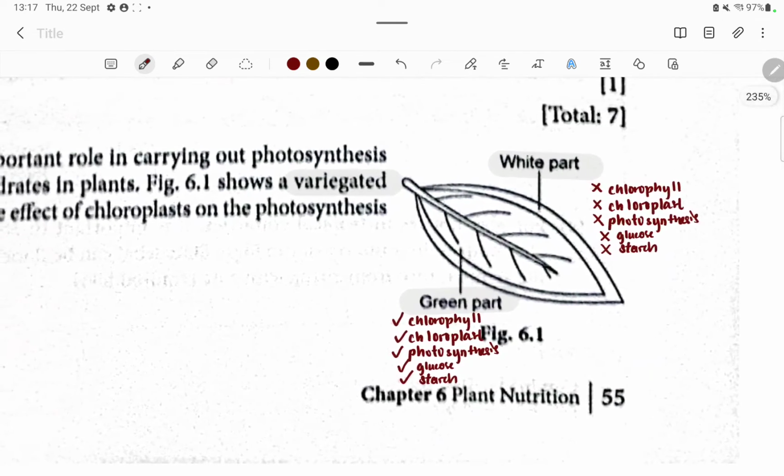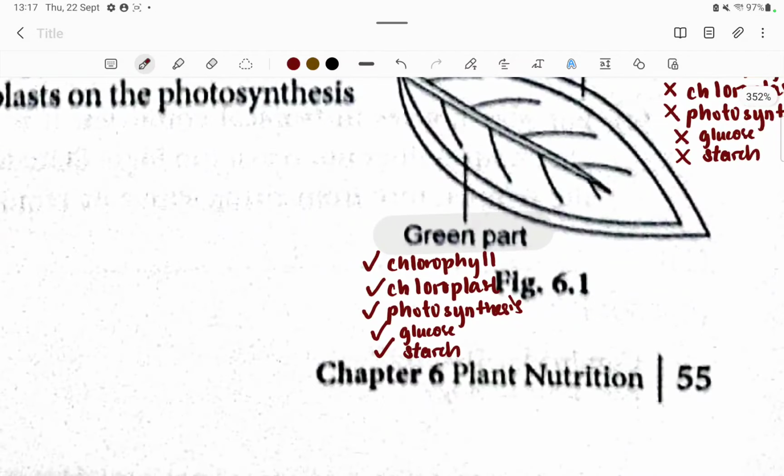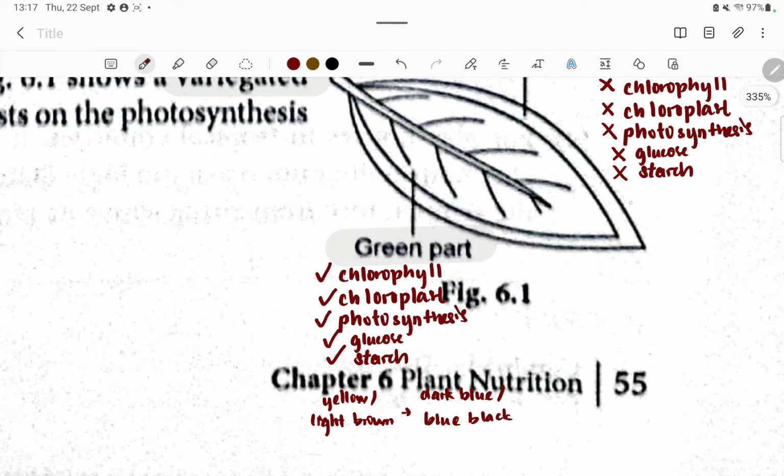Okay, so by writing this, the iodine solution will go from yellow or light brown to dark blue or blue-black. For the white part, yellow or light brown remains.